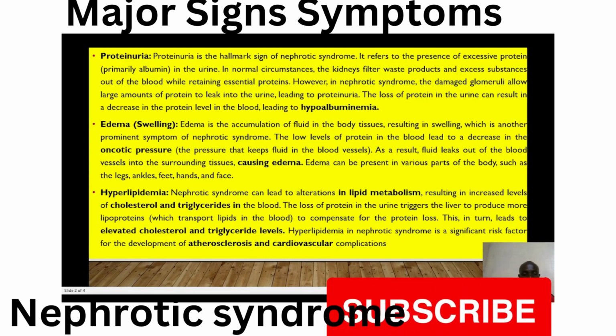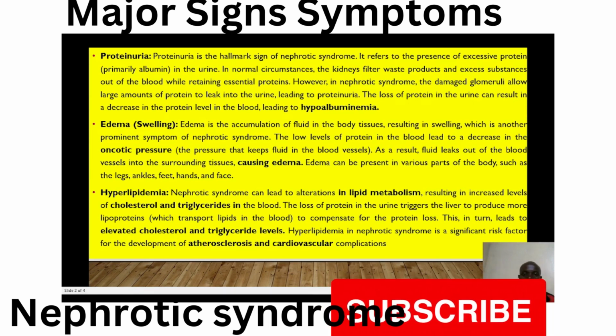Let's look at the second sign and symptom. We have edema, which is generally referred to as swelling. So how does edema occur? We can start by defining what edema is. This is the accumulation of fluid in the body tissues, and when this happens it results in swelling, another prominent sign and symptom of nephrotic syndrome. So apart from proteinuria, another prominent sign and symptom of nephrotic syndrome is edema, guys.